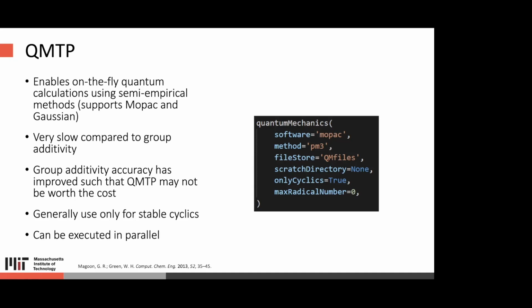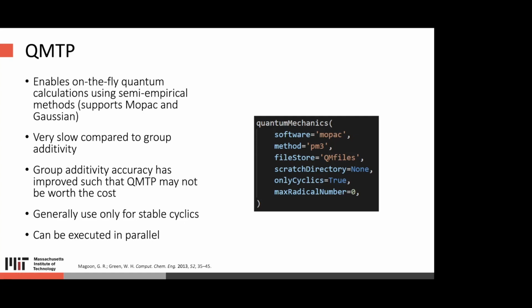And this QMTP you generally use only for stable cyclics, and it can be executed in parallel. I'll also say that MOPAC is now included with RMG. Previously, if any of you used it before, you had to go to the MOPAC website and get a license key because we were using an older version, but the modern version is open source and free. And it's prepackaged with RMG. So if you do want to use MOPAC, there are no extra steps.